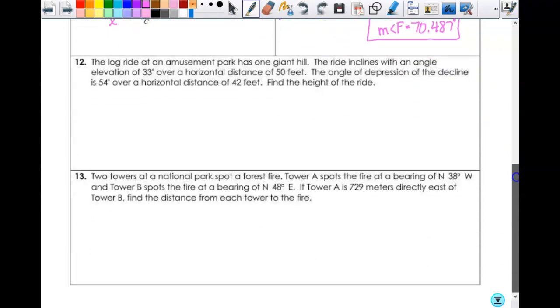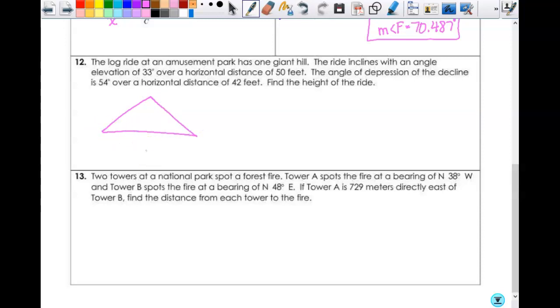All right, let's look at number 12. So the log ride at an amusement park has one giant hill. The ride inclines with an angle of elevation of 33 degrees over a horizontal distance of 50 feet. The angle of depression of the decline is 54 degrees over a horizontal distance of 42 feet. Okay, so the ride is going to go up and it's going to come down, right? And then it's going to look something like this.